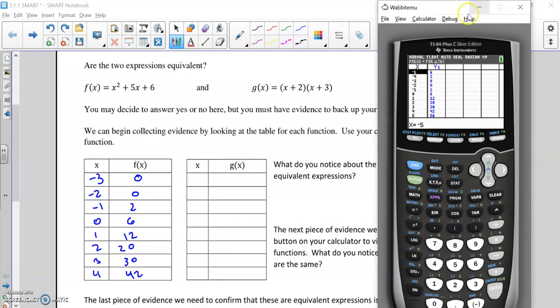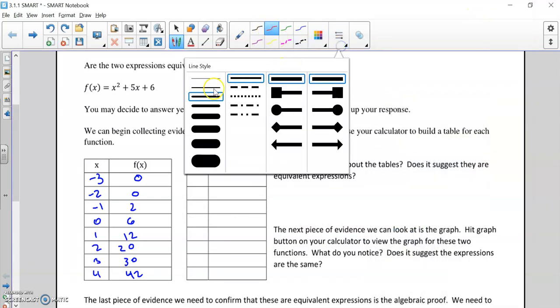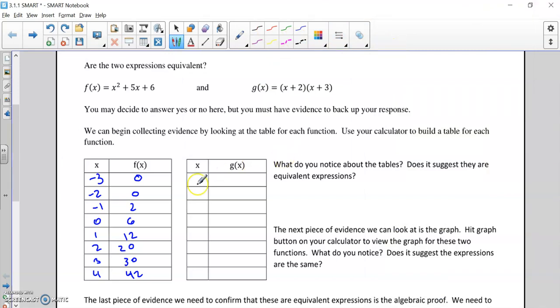And if the tables are the same, we can go ahead and jot down that second table here. That must mean that the two functions are equivalent. Okay, and it makes sense, right? If they have the same tables, that means they have the same points. And if two equations have the same points, then they've got to be equivalent. They have to be the same, pretty much. Since these two tables are the same, that means they're equivalent.